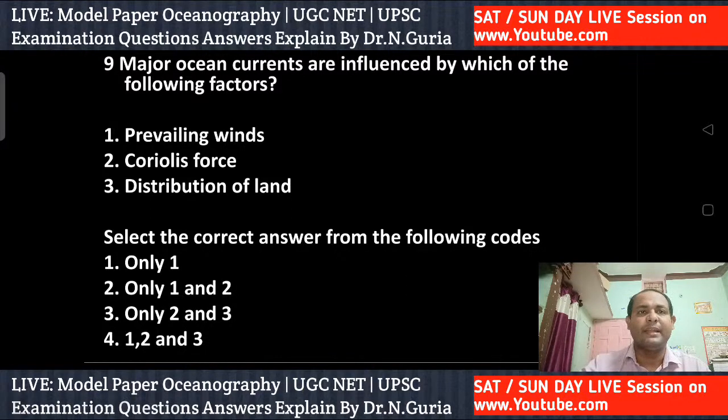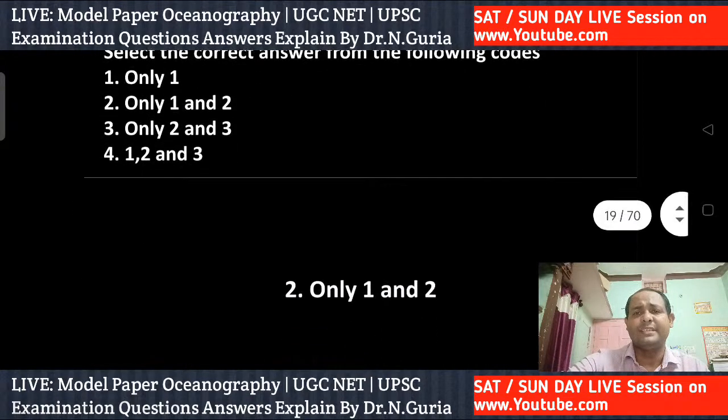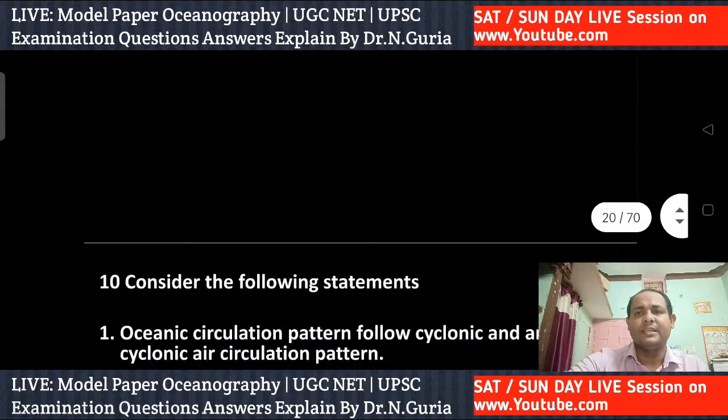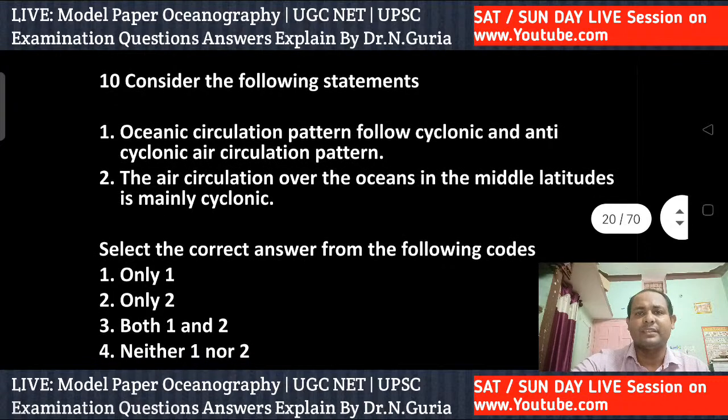Question number 9, I explained: main ocean currents are greatly influenced by the stress exerted by prevailing winds and the Coriolis force. The oceanic current circulation pattern roughly corresponds to the Earth's atmospheric circulation pattern also. So definitely the answer is option 1 and 2. Option 1 and 2 is the correct answer.